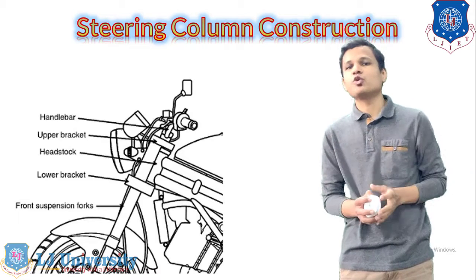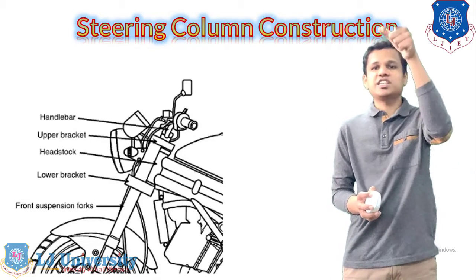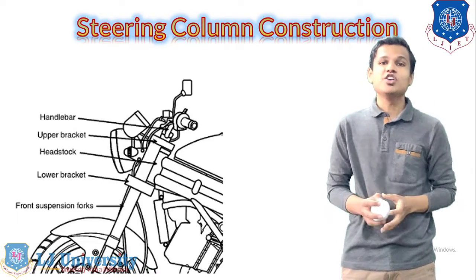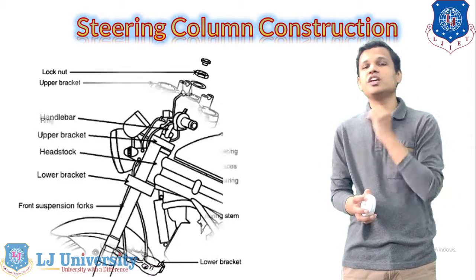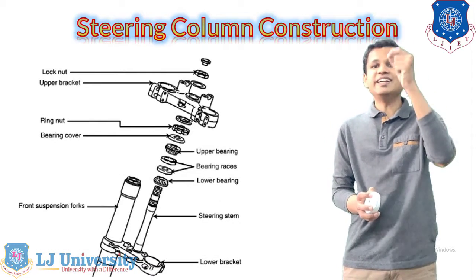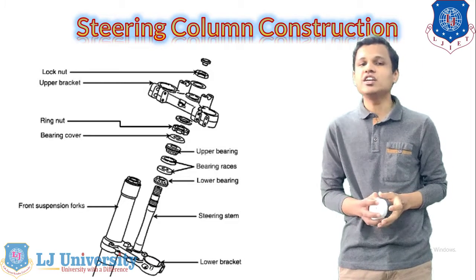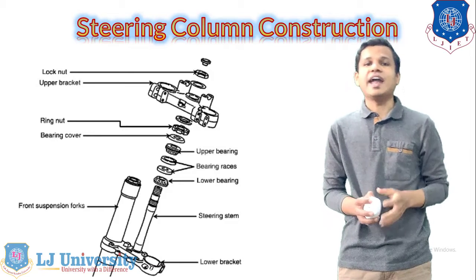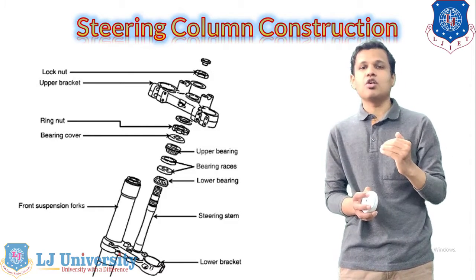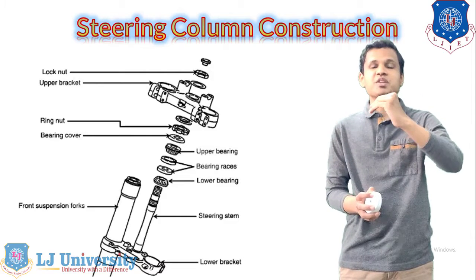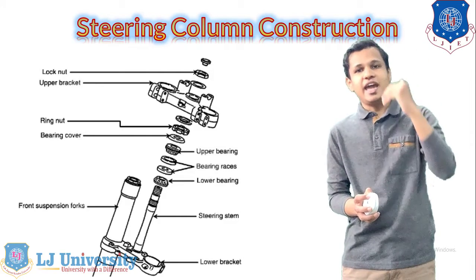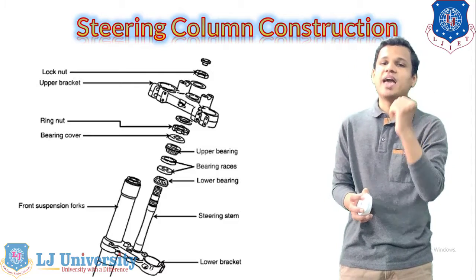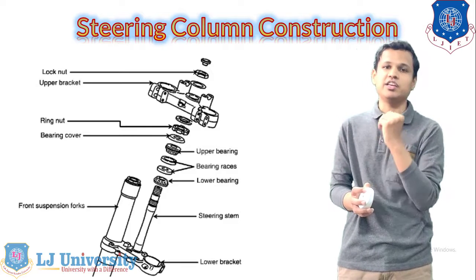In the headstock we have the steering stem, which connects the upper bracket and the lower bracket of the steering system in the case of two-wheelers. Here in this figure you can see the detailed construction of the steering column. You can see the lock nut which is connected with our handlebar. Below the lock nut, the first component is the upper bracket, which is used to connect the handlebar and our steering column. The ring nut, the bearing covers, and the bearings are provided with our steering column.